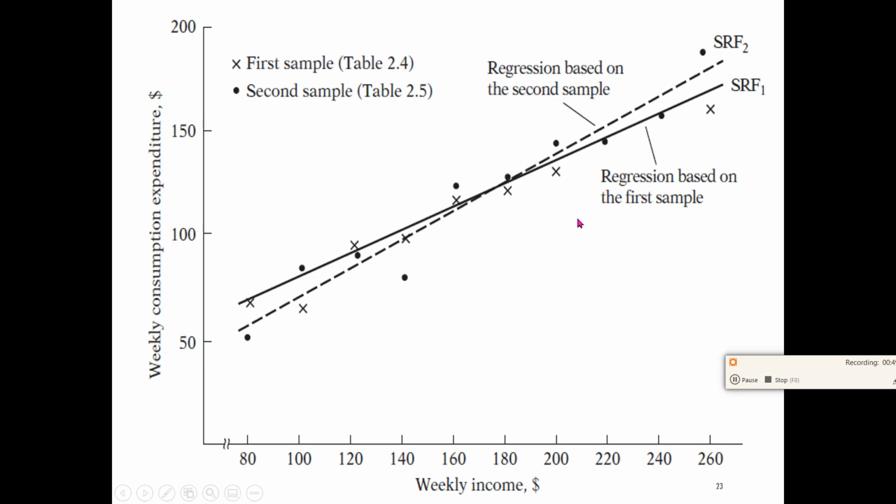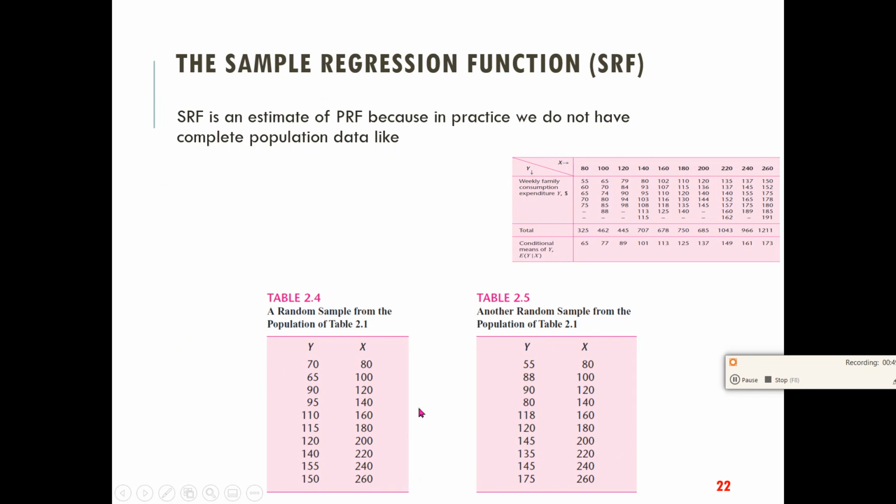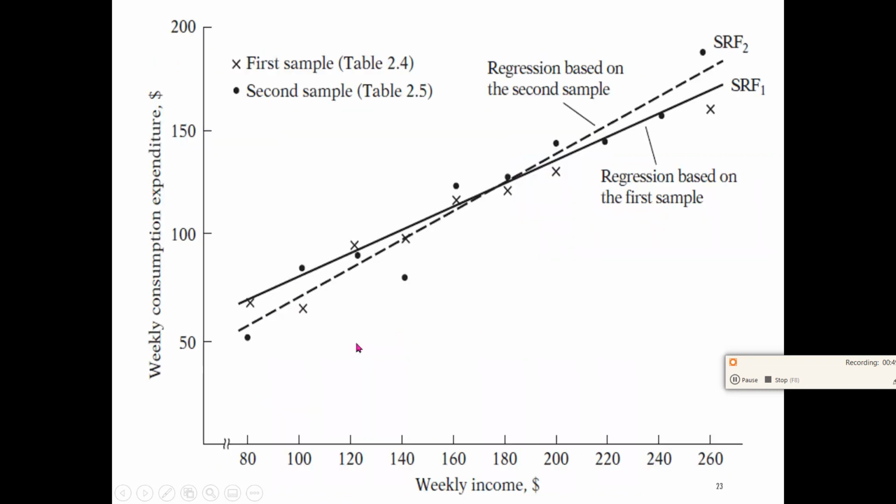So why am I discussing this? Because remember that sample regression function, you can say that it's a random variable. Why is it random? This line changes. As soon as you change the random sample, the sample regression function will change, right?